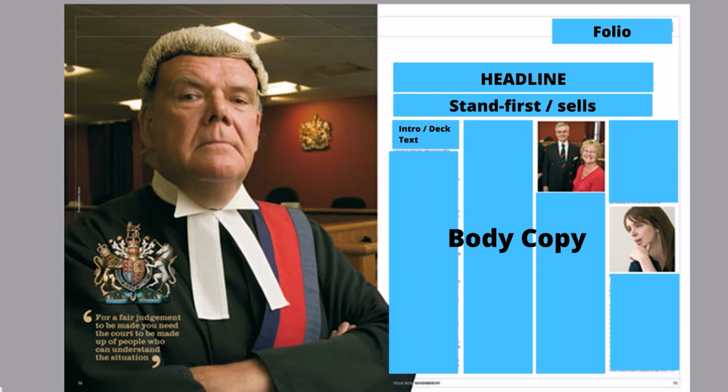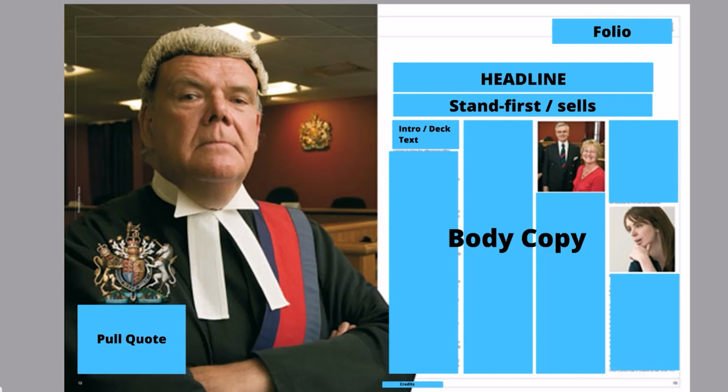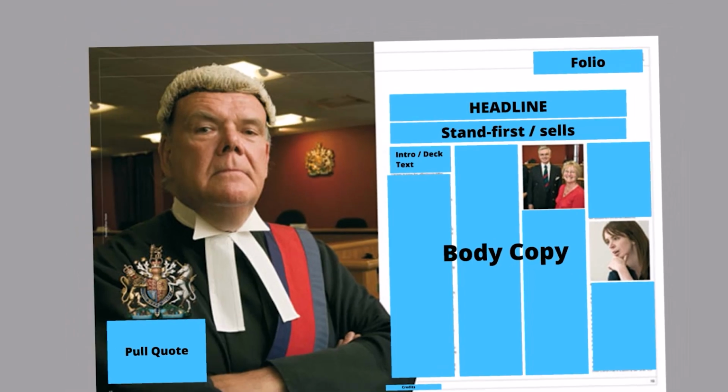So the next thing we're looking at is the credits. If you look down the bottom of the page, it's the credits for the magazine, for the article. So it might be the credits of the author of the article and also credits for the photographer or illustrator. Then we've got a pull quote. So this is a piece of text that's taken out of the main part of the article, and it's used in the page.